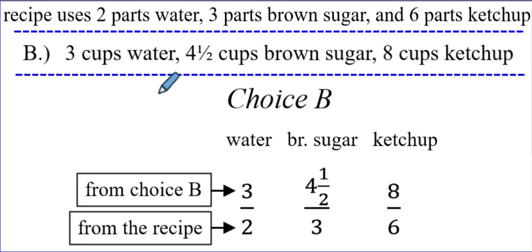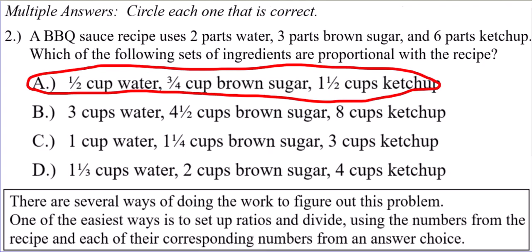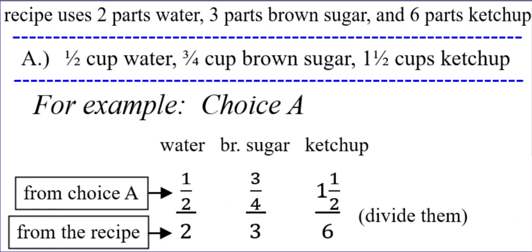Here it is again. Choice B this time. Now remember, the original recipe from the original word problem said 2 parts water, 3 parts brown sugar, and 6 parts ketchup. Now we got 3 cups water, so we got our water ratio 3/2. 4.5 cups brown sugar, so 4.5/3. 8 cups ketchup, so 8/6. Divide: 1.5, 1.5, which is the same as 1.5. These things are interchangeable. They mean the same thing. But wait, 1.3 repeating, that's not the same. So what does this mean? Choice B, no good. We're crossing it out.